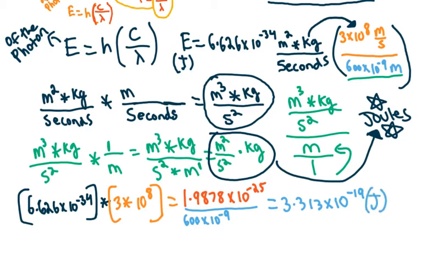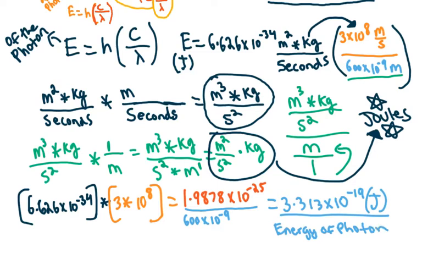Remember, we solved all those units and got meters squared over seconds squared times kilograms, and we said that's also equal to joules. So let's label this as our energy of the photon. Finally, we solved the energy of the photon.